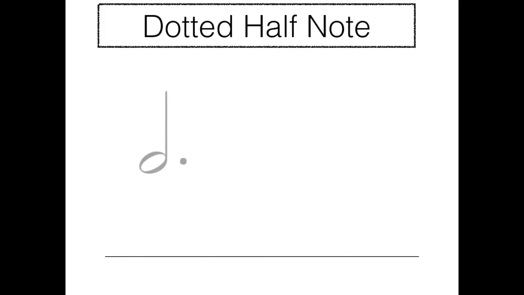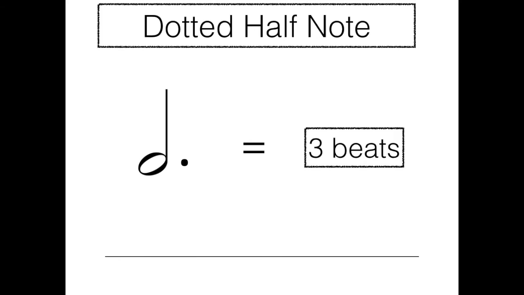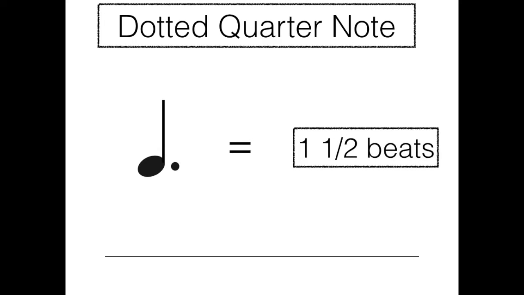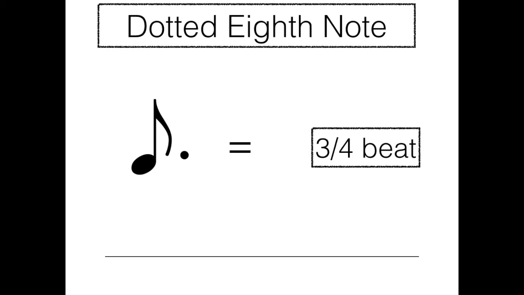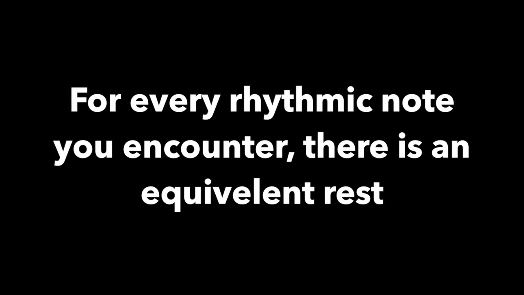Dotted half note. The dotted half note is worth 3 beats. Dotted quarter note. The dotted quarter note is worth a total of 1.5 beats. Dotted eighth note. The dotted eighth note holds a value of 3/4 of a beat. For this video, we'll just have you memorize these values, rather than go into all the math of how we got these numbers.